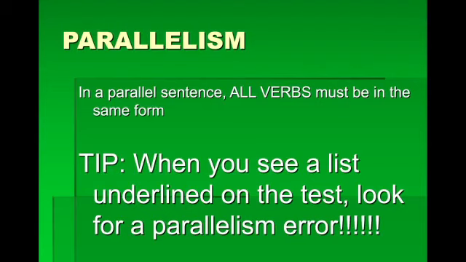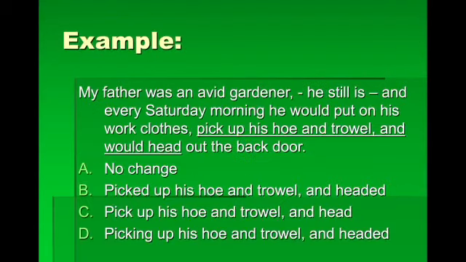Another type of sentence structure that you're going to be seeing a lot on the ACT English exam would be parallelism. And in a parallel sentence, all verbs must be in the same form. So when you see a list underlined on the test, look for parallelism errors. So let's take an example from the English portion of the test that works with parallelism.